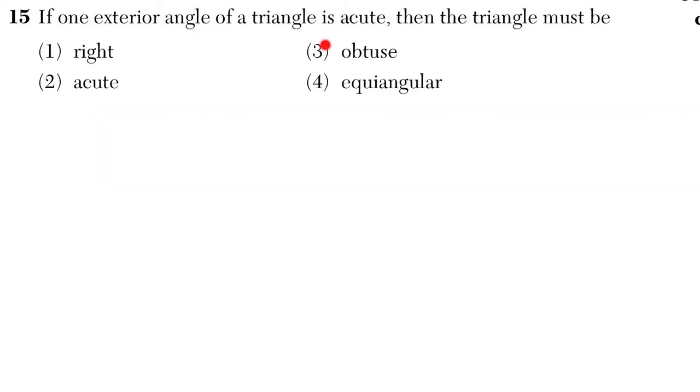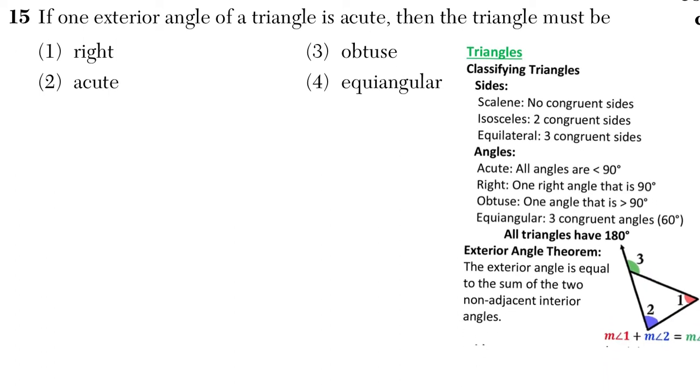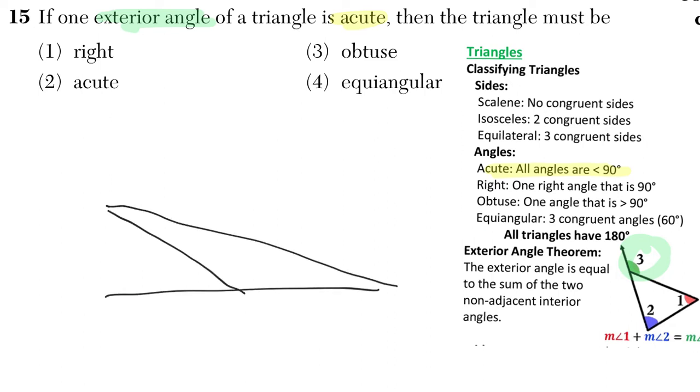Question number 15. If one exterior angle of a triangle is acute, then the triangle must be what? So we're going to be classifying triangles, and to do that, we need to look at some of the properties of triangles. I recognize that an acute angle is an angle that's less than 90 degrees. And if we're also talking about an exterior angle, that's going to be kind of like this angle right here. This angle appears to be obtuse, greater than 90 degrees, but I know that in this example it's going to be less than 90 degrees because it's acute. So that's this angle right here.